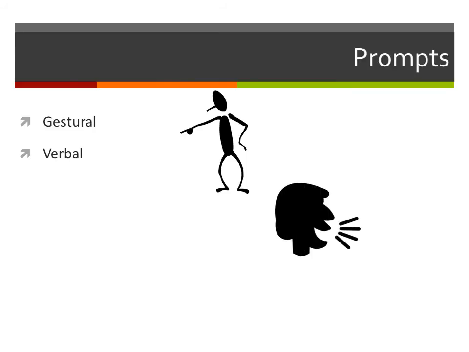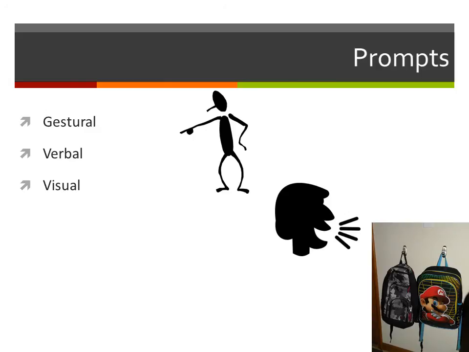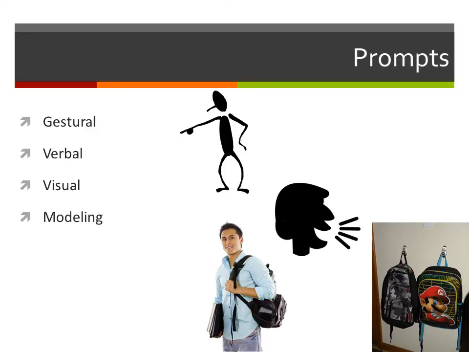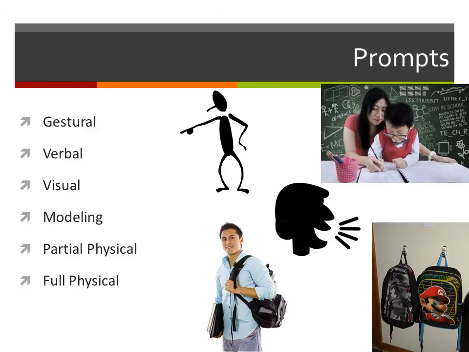A verbal prompt would be telling the student, please put your backpack in the closet. A visual prompt might be a picture of the backpack hanging in the closet. A modeling prompt would require the teacher to physically model taking the backpack and hanging it on the hook in the closet. A partial physical prompt would use some hand-over-hand help, perhaps just picking up the student's hand and putting it on the backpack. A full physical prompt would require hand-over-hand for the duration of the step, picking up the backpack, walking to the closet, and hanging up the backpack.